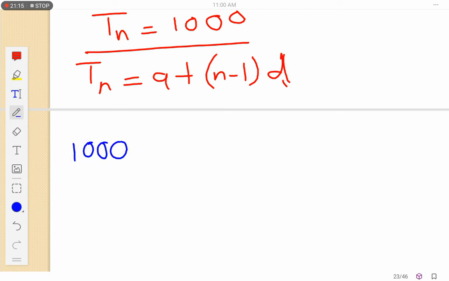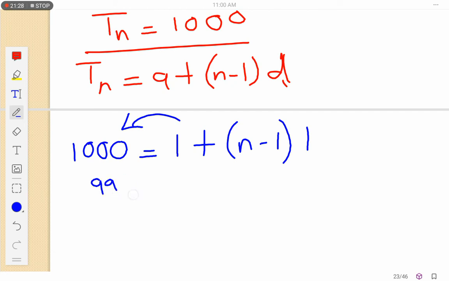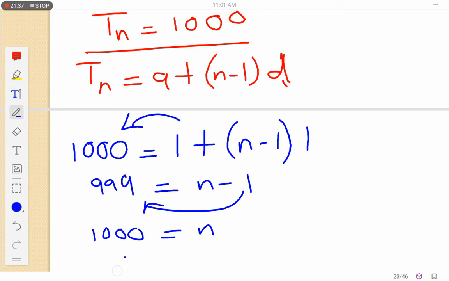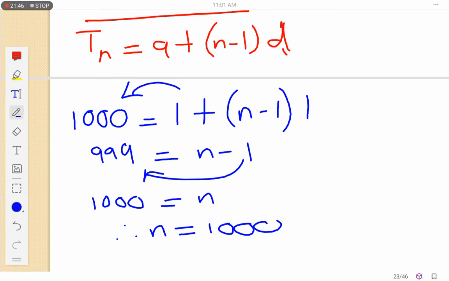1000 is equal to our A, which is 1, plus N minus 1 by our D, which is 1. So when I move this one to this side, I'll have 999 is equal to N minus 1. And this one can move to this side, and I'll have 1000. Then this becomes N. In other words, we are saying the number of terms is 1000. That's why I was also saying the number of terms at first there is simply 1000.